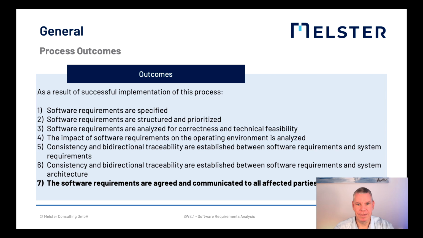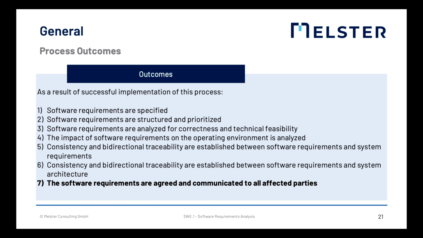Outcome number 7. The software requirements are agreed and communicated to all affected parties. The finalized requirements are approved and shared with all the stakeholders. The typical interfaces for software requirements are the people working on the software qualification test and the people who will implement the requirements, for example, the software architect. There are 3 main ways how to communicate the software requirements.